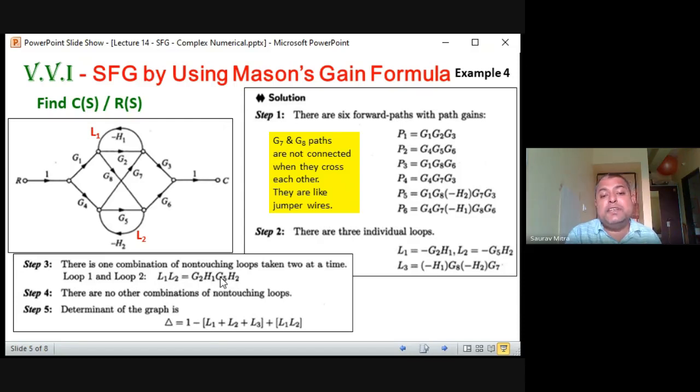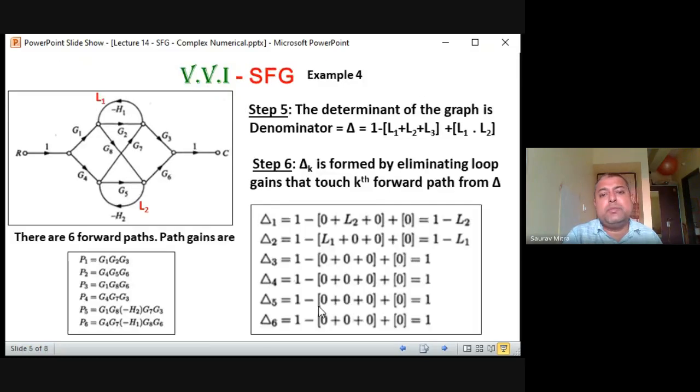G2 H1 G5 H2. That means in the denominator there will be only one term which will be negative, that is this term. So it will be minus H1, H2, G8, G7 at the denominator. All other terms will be positive. So denominator is not a problem. So who is a problem?